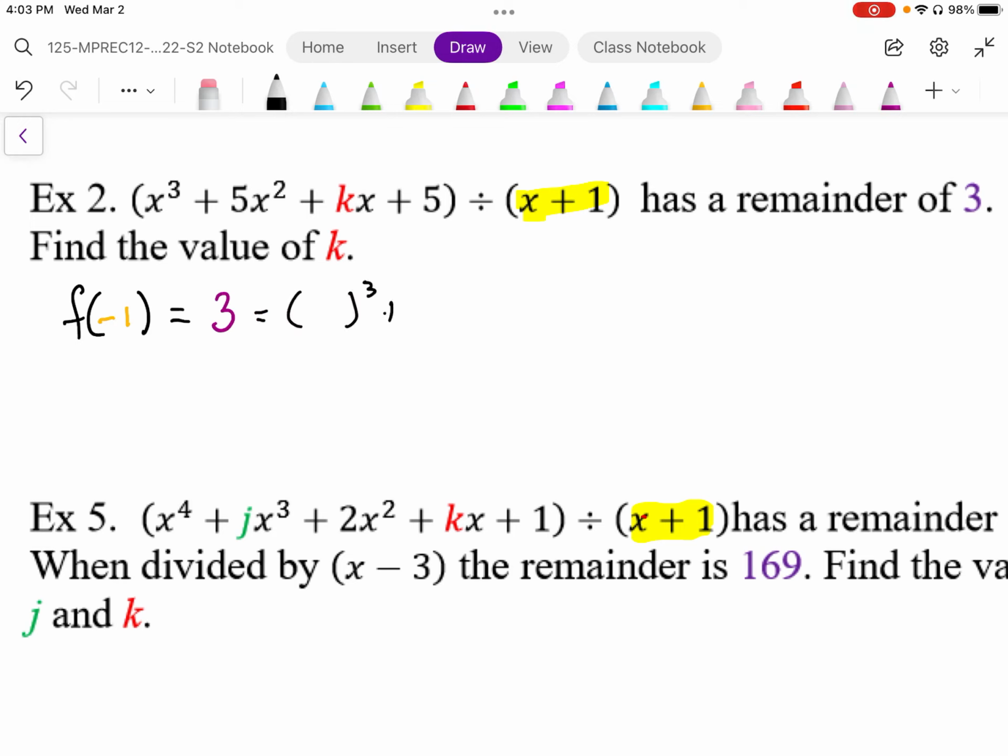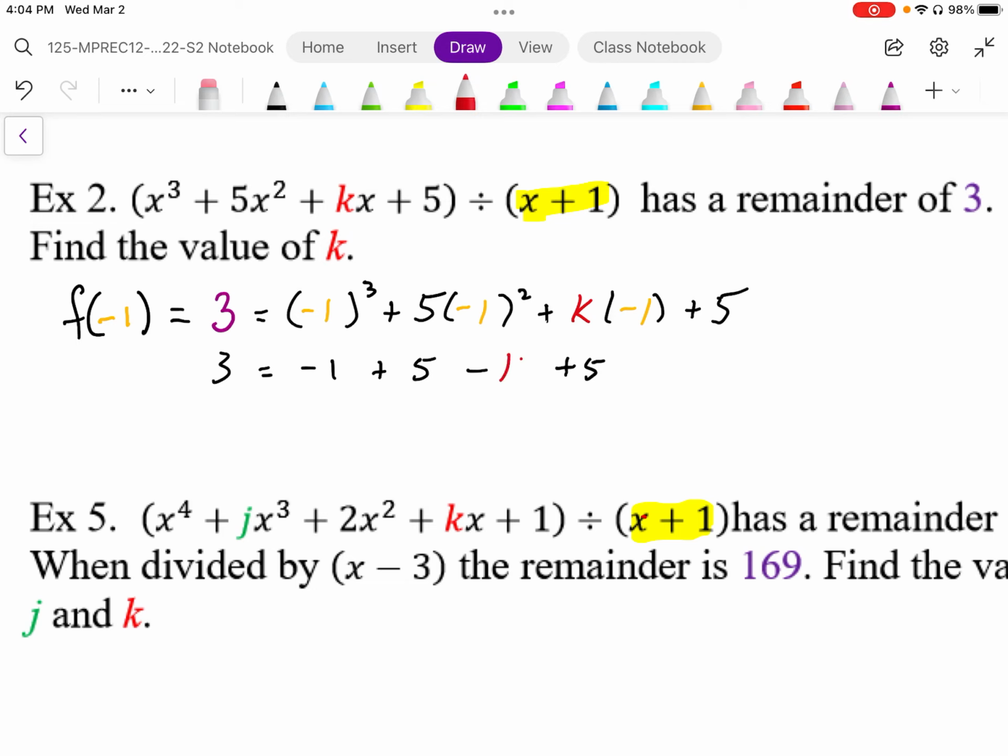-1 cubed plus 5 times -1 squared plus k. That's what I'm solving for. And I need to plug a -1 into there, plus 5. Okay, so I'm going to put my -1 into my polynomial. And the only thing left to solve for then is the k value. So then I get 3 is equal to -1. -1 squared is 1, so plus 5 minus k plus 5.